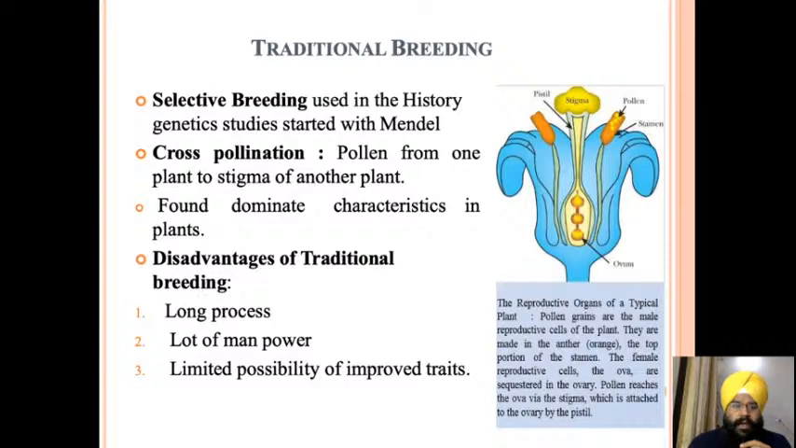Traditional breeding is done by selective breeding and cross pollination, having various disadvantages like long processes, lots of manpower, and limited possibility of improved rates.